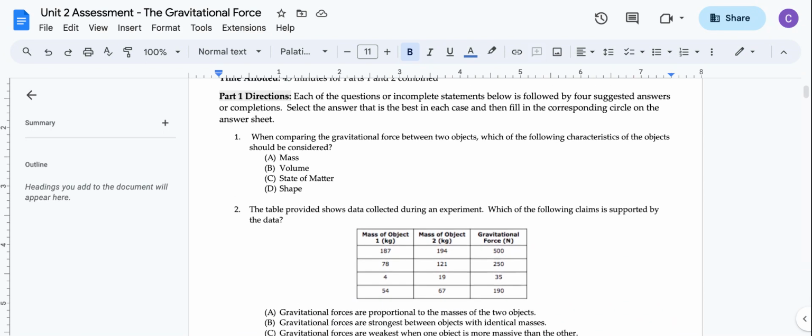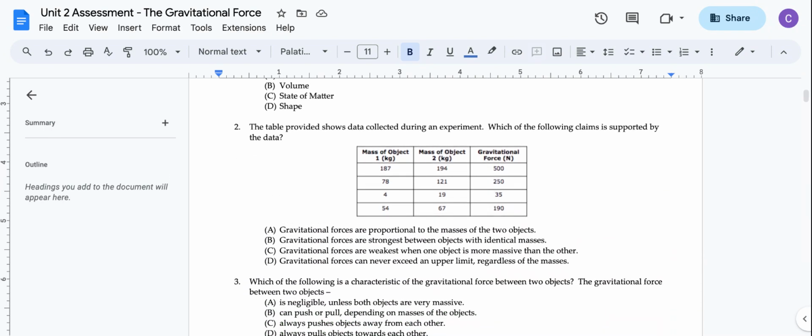1. When comparing the gravitational force between two objects, which of the following characteristics of the object should be considered? A. Mass. B. Volume. C. State of matter. D. Shape.